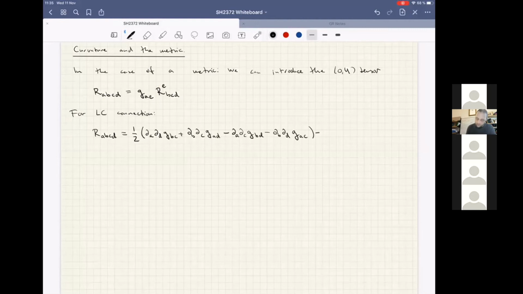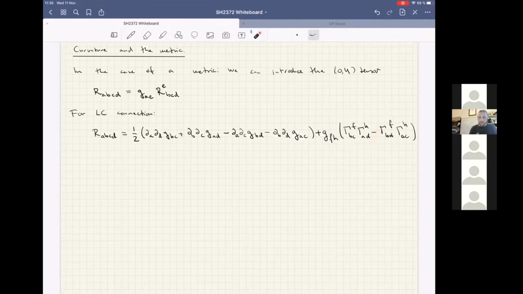So that's one of the terms, and plus g_FH times gamma^F_BC gamma^H_AD, minus gamma^F_BD gamma^H_AC. I know there's a lot of terms here, so lots of things to take in. But this is the general expression, and the gammas here are, of course, the Christoffel symbols of the Levi-Civita connection.